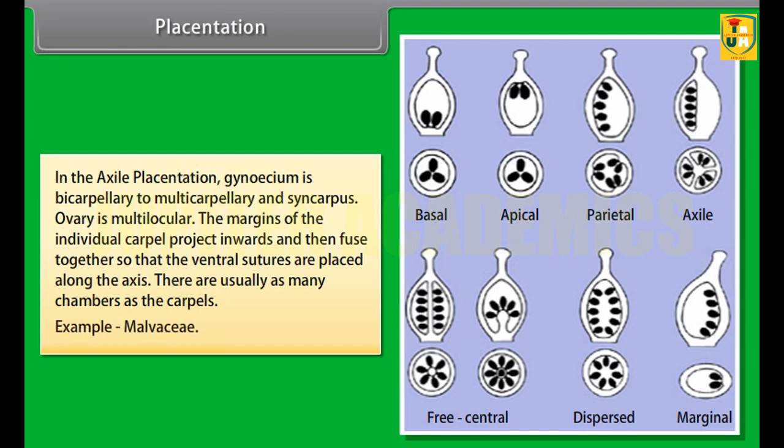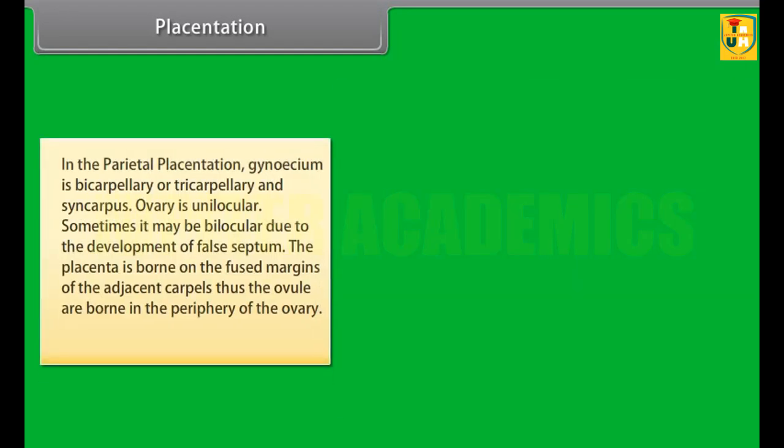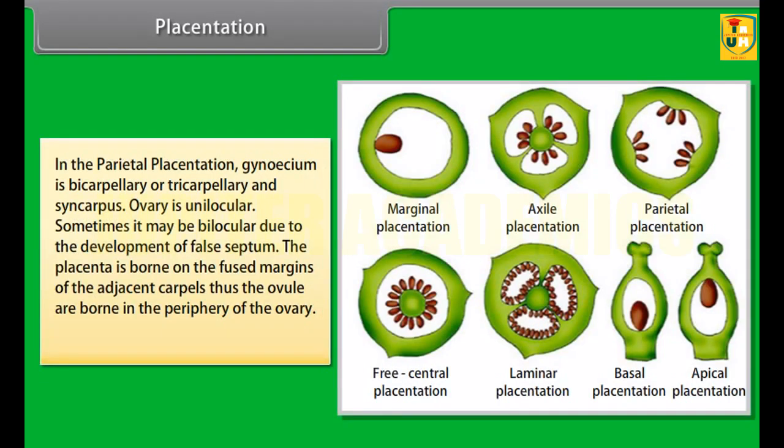Example, Malvaceae. In the parietal placentation, gynoecium is bicarpellary or tricarpellary and syncarpous. Ovary is unilocular. Sometimes it may be bilocular due to the development of false septum. The placenta is borne on the fused margins of the adjacent carpels, thus the ovules are borne in the periphery of the ovary. Example, Cruciferae.